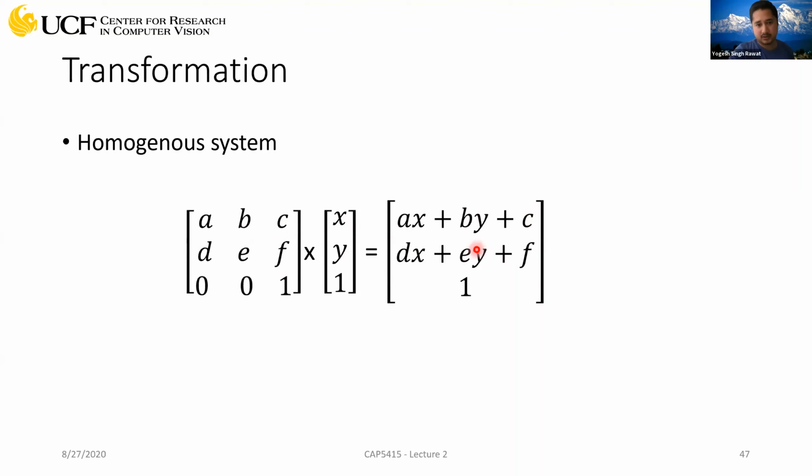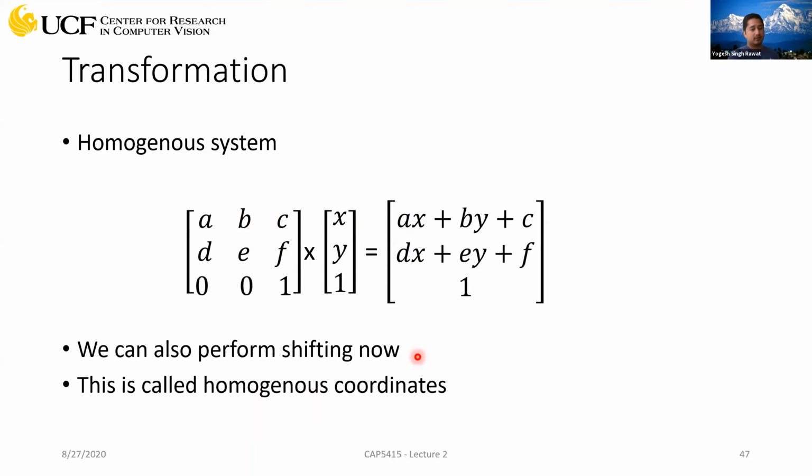I'm not going to do the computation, you can do that, but just observe that this F is getting added to the second coordinate. This C is getting added to the first coordinate. And this addition will allow you to do translation to shift your points. So we converted the same matrix, we just updated it, added one more dimension, and we saw that if we have to translate or shift the vector, we can just add those two values here. So now this updated matrix is called a homogeneous system. It can also perform shifting.